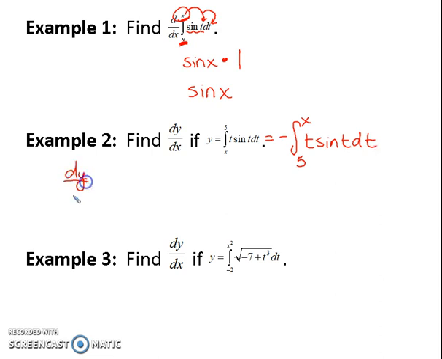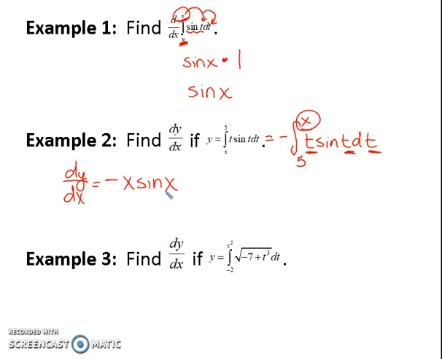The derivative would be to take whatever was inside of the integral, but replace all the t's with what's up here. Now, we still have the negative out in front, so that would be x sine of x times the derivative of x, which is just 1. So the derivative would be negative x sine x.